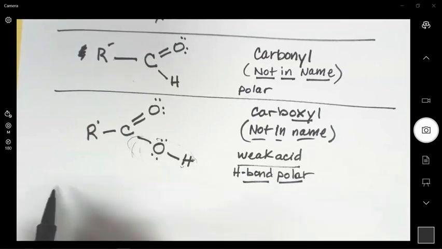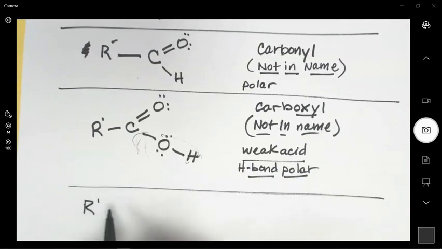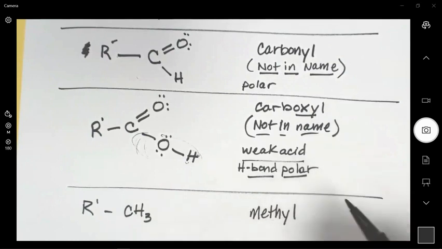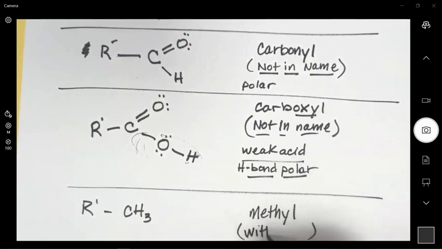And the last one on an R group is CH3. Now this is called methyl. And this is part of the name. This is within the name. So it's not a suffix, it's not a prefix, it literally goes in the middle of a name.